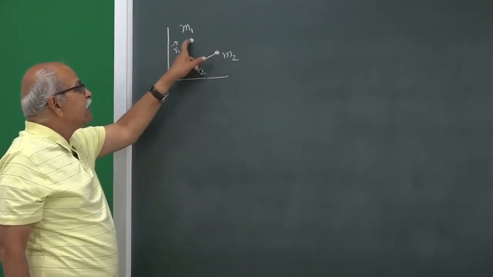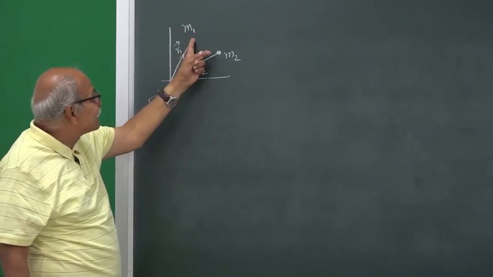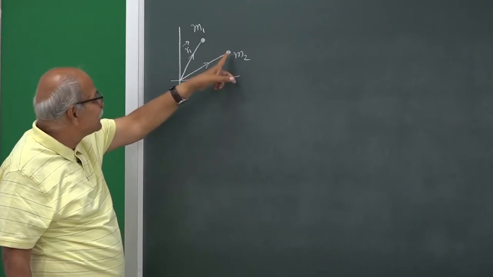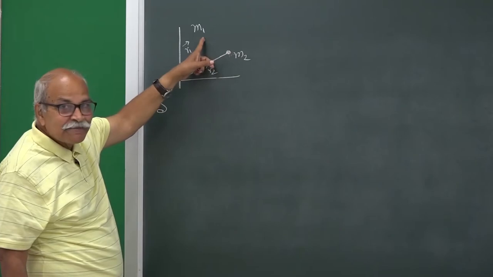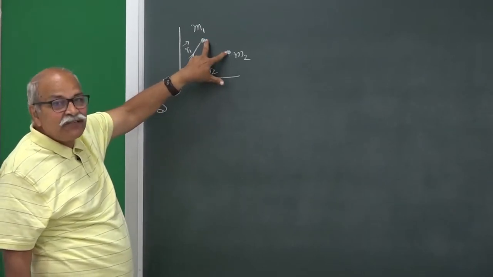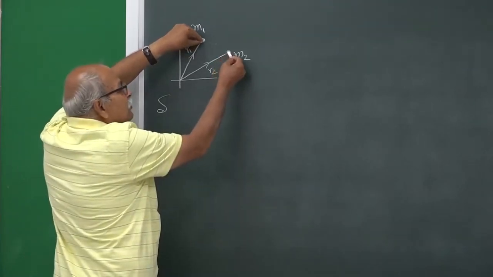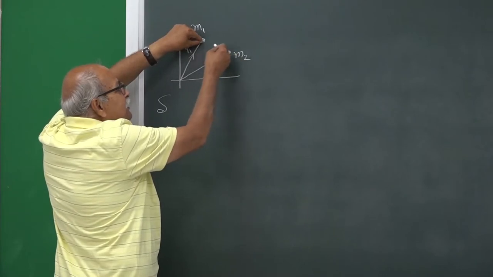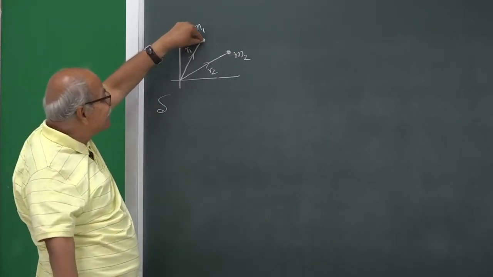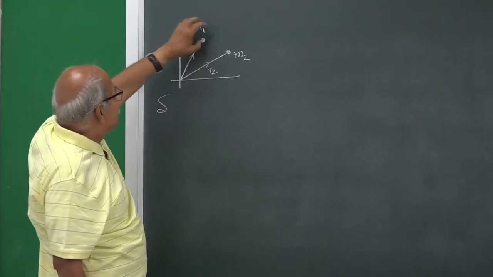These two objects are exerting forces on each other, and that force on M2 by M1 is directed along the line joining them, and so is the case when you consider the force by M2 on M1, and the magnitude of these forces is dependent only on this separation. So if I put my origin here, I'm satisfying the conditions of the central force. The force on this M2 is always towards or away from the origin, and the magnitude of the force is dependent only on the separation. I am satisfying all those conditions. Only thing is that if I put the origin here, then my frame becomes non-inertial. So this is the situation.